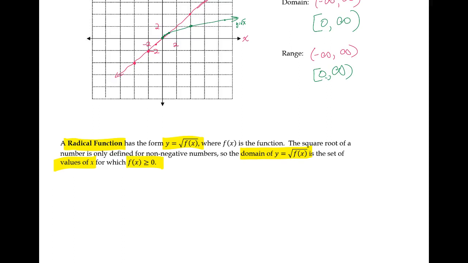If you remember one big idea here, in terms of remembering how to restrict your domain, is that we can't square root a negative.